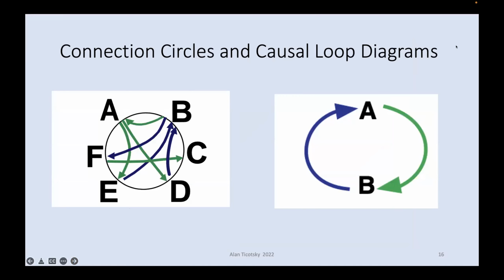Here's the connection circle and causal loop diagrams.